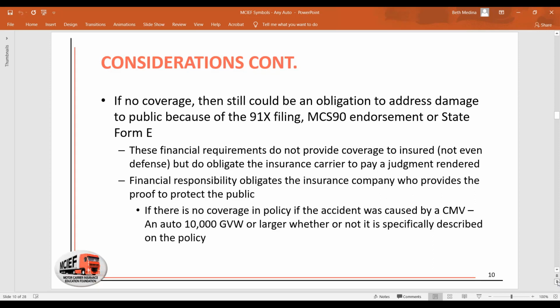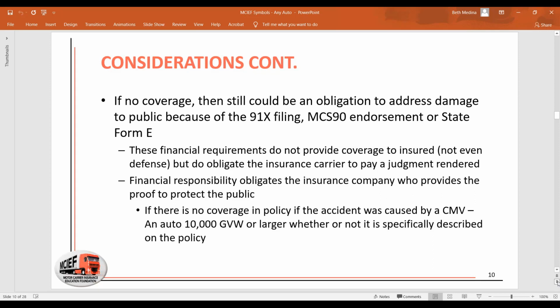But do obligate the insurance carrier to pay a judgment rendered against the insured. The financial responsibility obligation obligates the insurance carrier who provides the proof of protection to the public. If there is no coverage in the policy, if the accident was caused by a commercial motor vehicle whose GVW is 10,000 GVW or larger, whether or not the vehicle is specifically described on the policy, it will require the insurance carrier to respond to the final judgment. So that's the key part here.